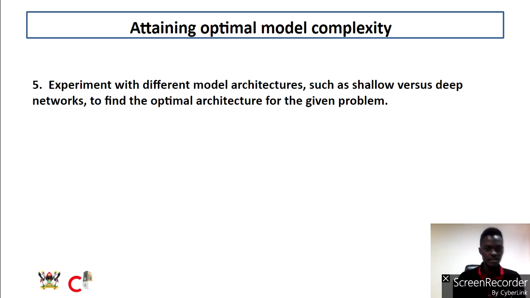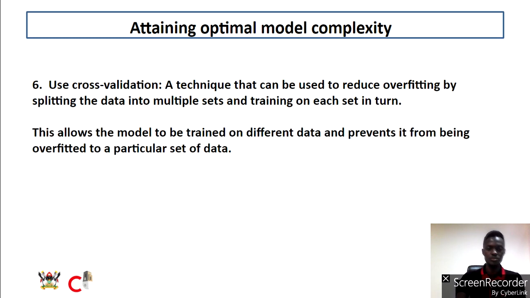Then another option is to experiment with different model architectures, such as shallow versus deep networks, to find the optimal architecture for the given problem. A shallow neural network consists of one hidden layer, so features can learn independently. Deep neural networks involve two or more hidden layers. Depending on the problem, which particular model architecture are you going to use? So it is better to experiment with different model architectures until we get that optimal model complexity.